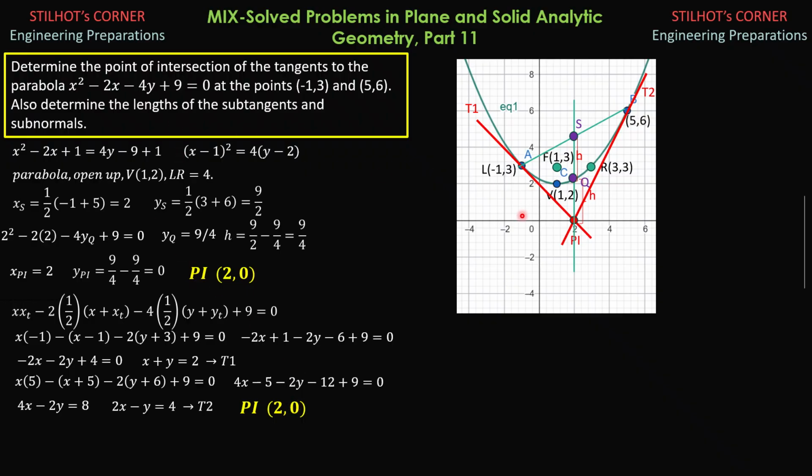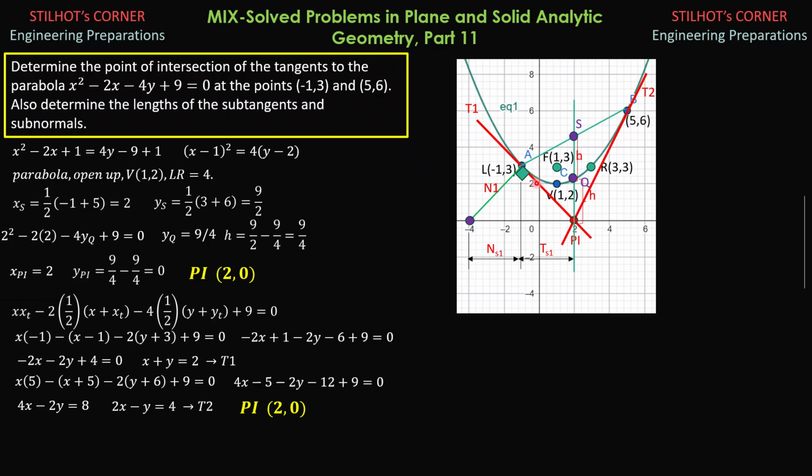These are horizontal projections upon the x-axis. For TS1, that's the TS1, then NS1, that's the normal to this tangent. Then this is N sub S1, length of subnormal 1.